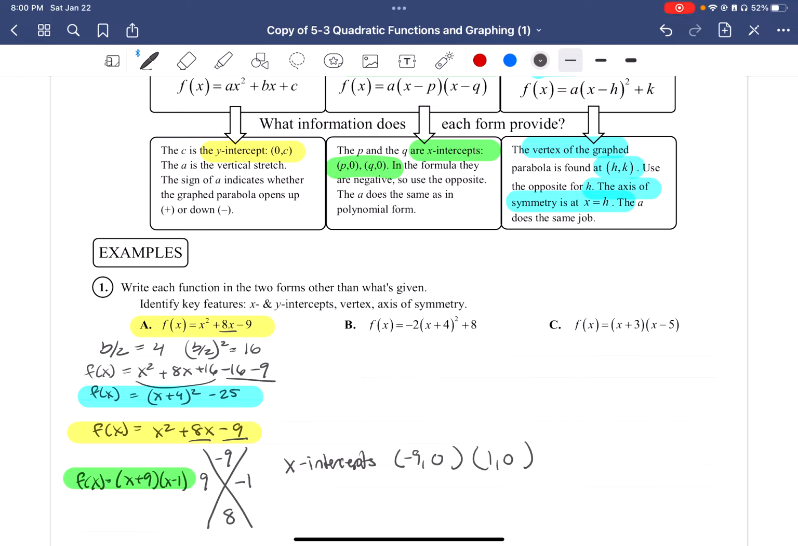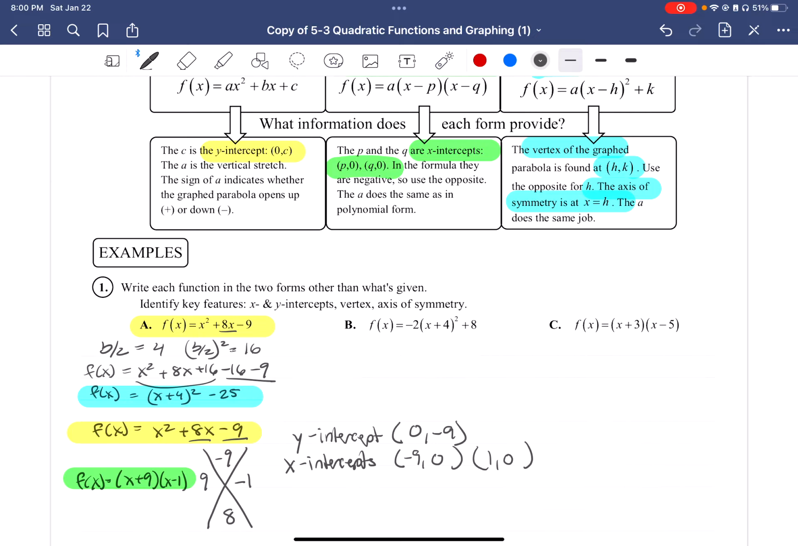And then let's go up to our polynomial form here. In polynomial form, we find the y-intercept at the point (0, c). So our c is -9. So our y-intercept is going to be at that point (0, c), or in other words, (0, -9).